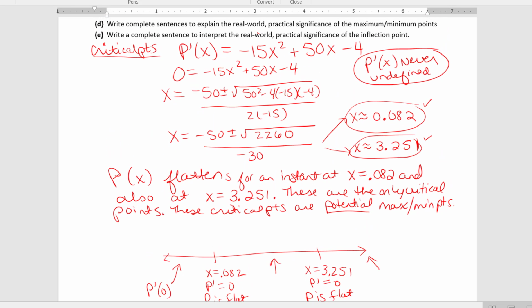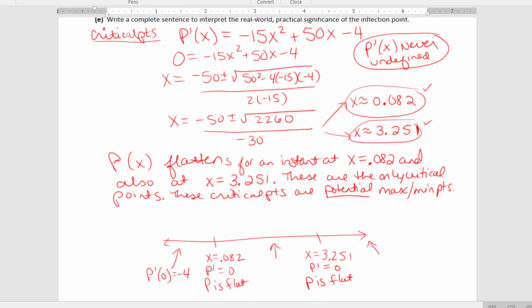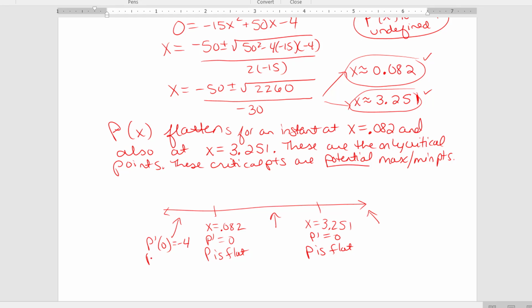And if you plug 0 into p prime, you'll get negative 4. I don't care that it is negative 4. What I care about is that p prime is negative. The derivative is negative on this entire interval to the left of x equals 0.082. That means p is decreasing on the entire interval to the left of x equals 0.082. P is decreasing, then p flattens at the critical point.